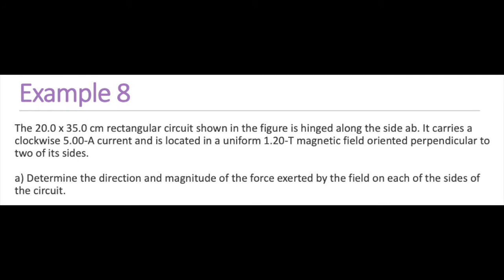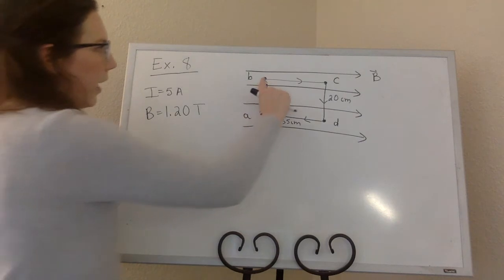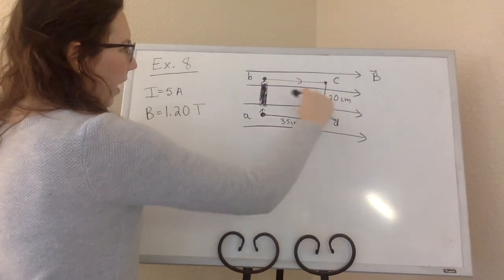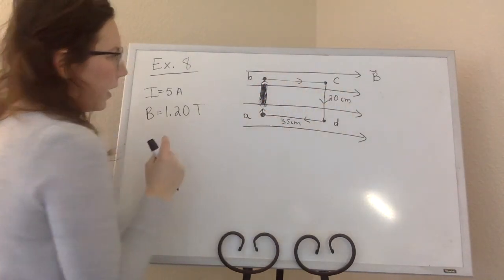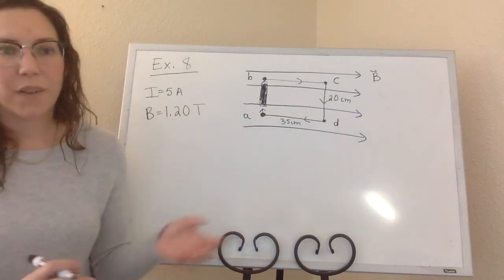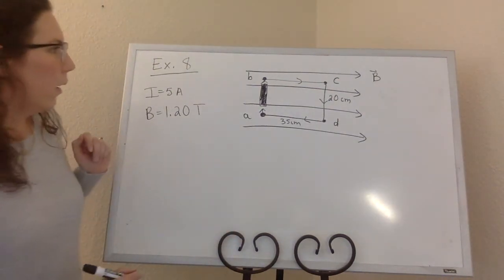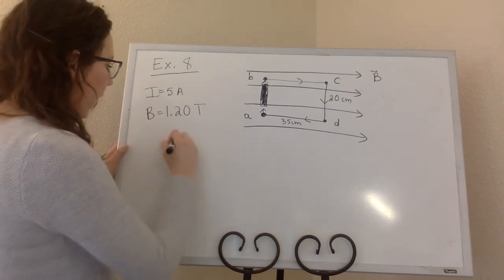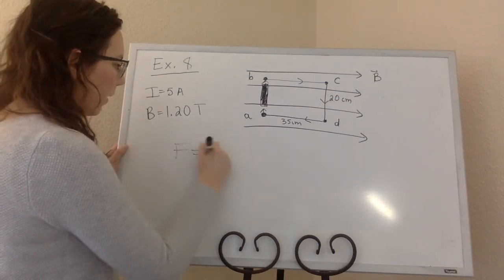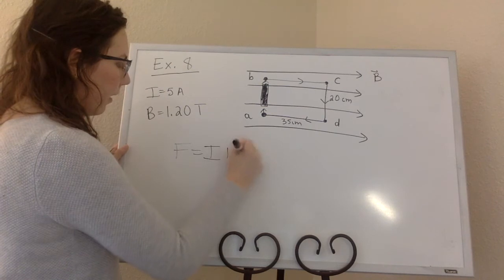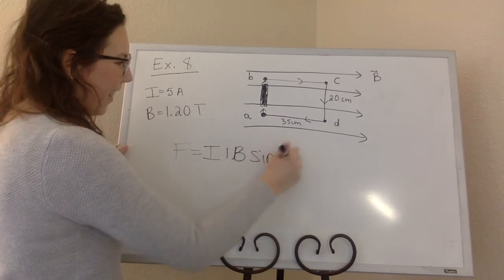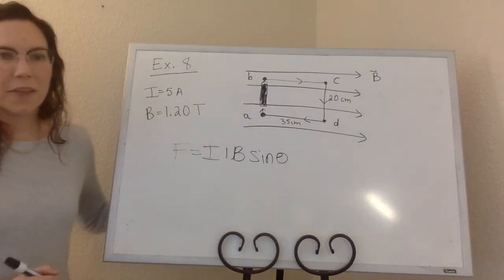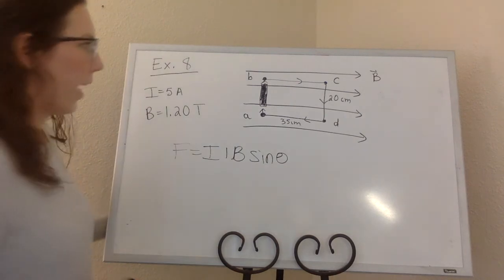We have this current loop, it's hinged here, and then we have A to B, B to C, C to D, and the current is 5 amps in the loop. Okay, so if we look at calculating the force on this loop, we're going to use F equals ILB sine theta. So let's look at what theta would be on each side of the wire.